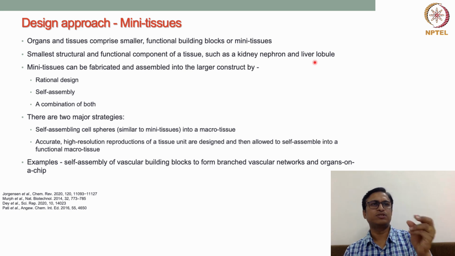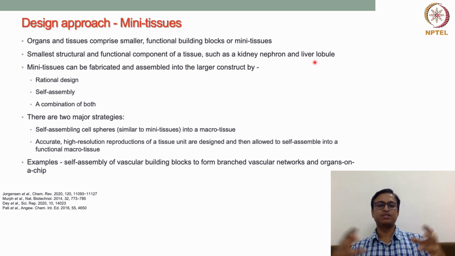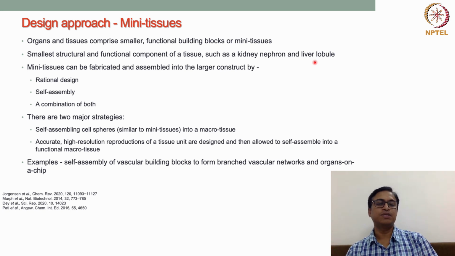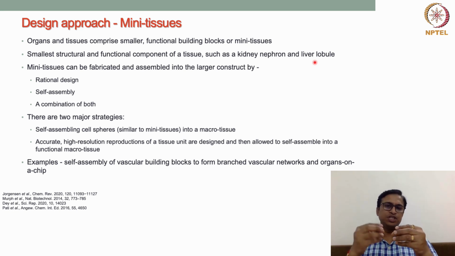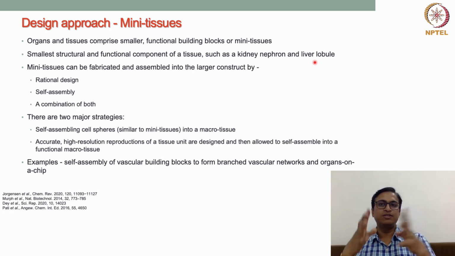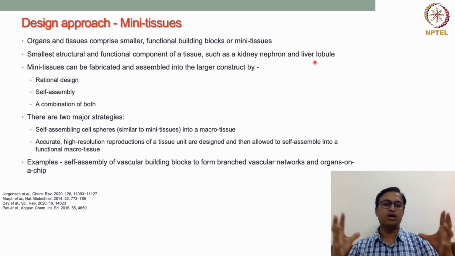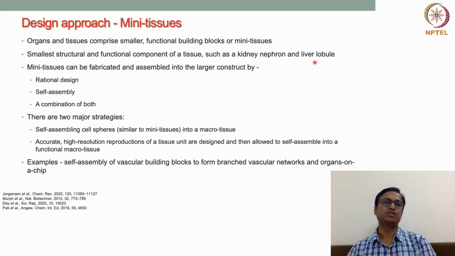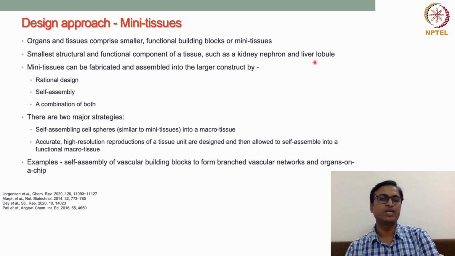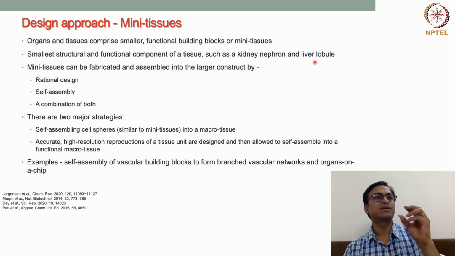Suppose we can develop small vascular building blocks, and then they can be self-assembled together to develop the whole vascular network. That would be useful. Organ on a chip is another idea, where different small tissue blocks are developed, and then connected by a microfluidic network platform, so that different tissues can interact with each other, and the whole organ on chip can be produced. So mini tissues is another design approach by which we can develop the whole tissue by printing, taking one step at a time.